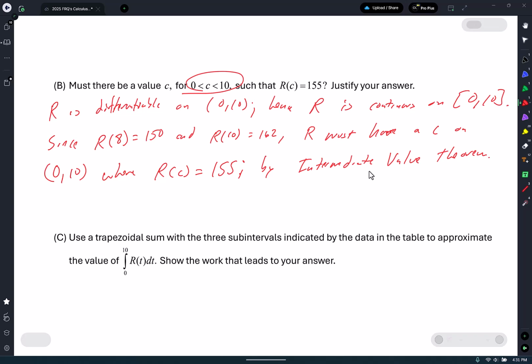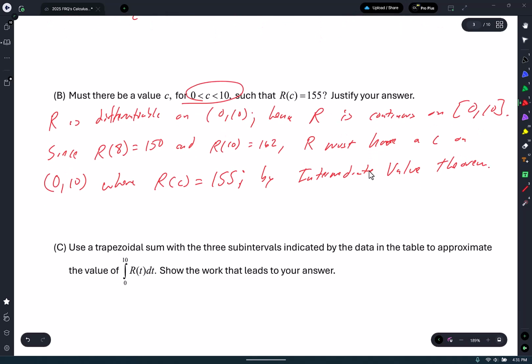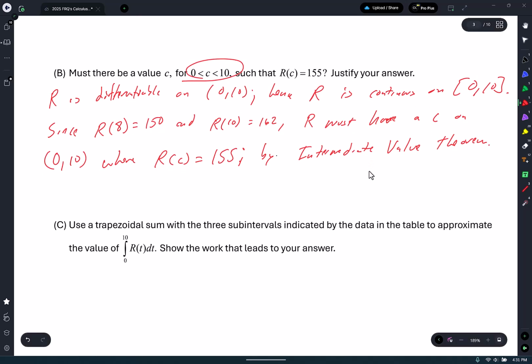R is differentiable on 0 to 10, hence R is continuous on 0 to 10. Since R of 8 is 150 and R of 10 is 162, R must have a c on 0 to 10, where R of c is 155. You could have also said 8 to 10, right? Since those are the numbers that we reference. You could have said 8 to 10 in there. Or c is 155 by intermediate value theorem. Or I guess I wouldn't write "by." I would just say intermediate value theorem. All right. How do you feel?